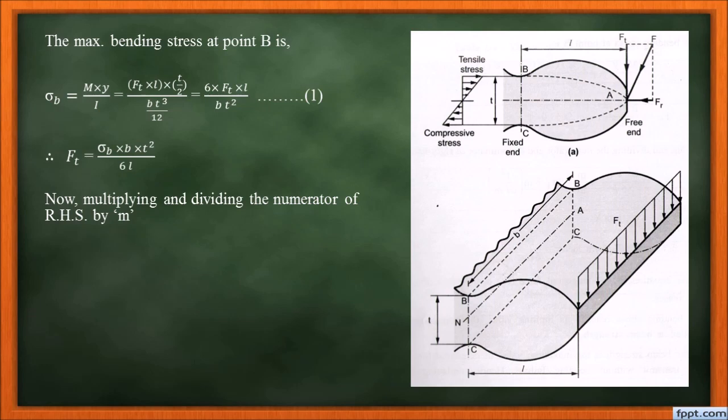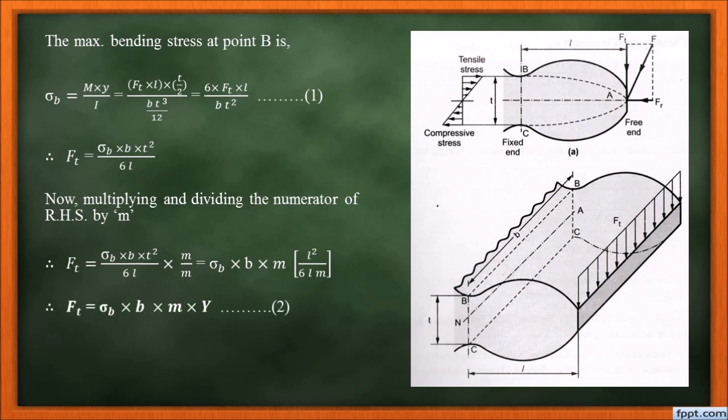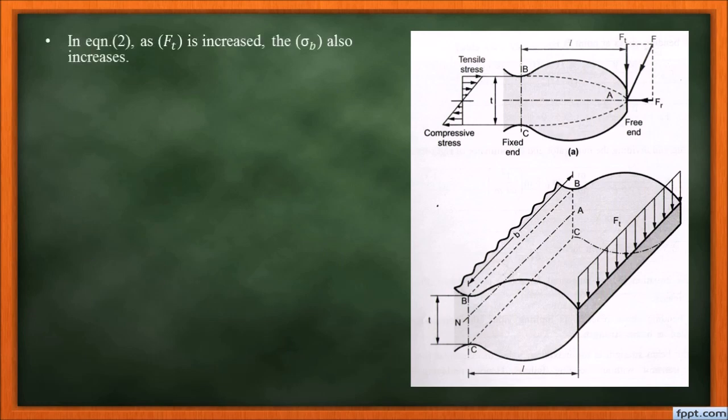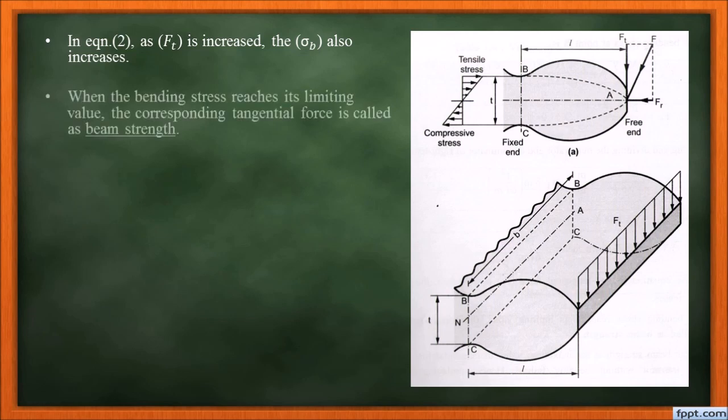Now multiplying and dividing the numerator of RHS by m, we get Ft equal to sigma B into B into m in bracket t square upon 6Lm. Therefore, Ft is equal to sigma B into B into m into Y, where Y is Lewis form factor that is equal to t square upon 6Lm. In equation 2, as Ft is increased, the sigma B also increases.